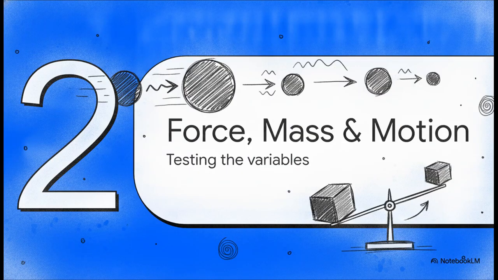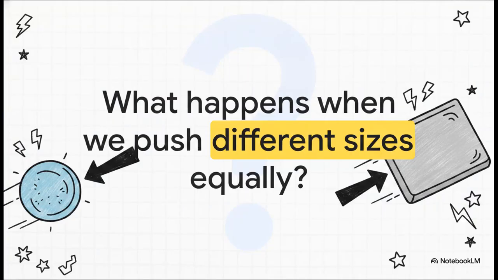Section 2. Force, mass, and motion, testing the variables. So we know we need an unbalanced force to create acceleration. But imagine for a second you have a very specific set amount of energy. What do you think happens if you use that exact same effort to push a really small object versus a massive one? Let's look at a simulation to find out.